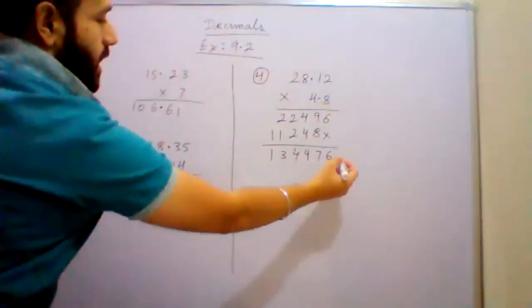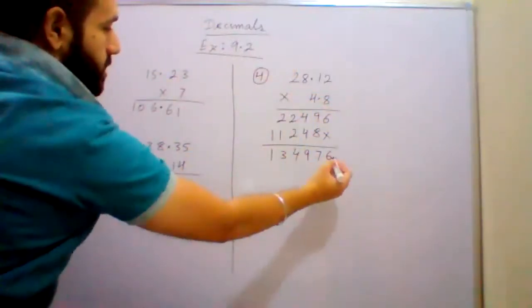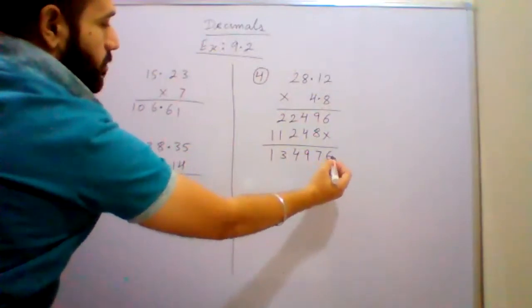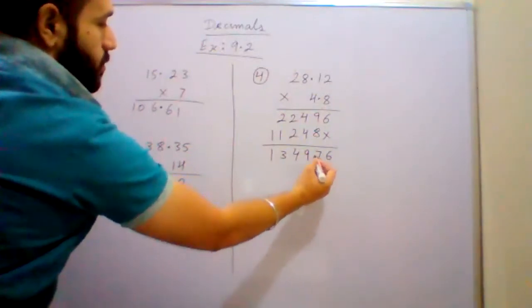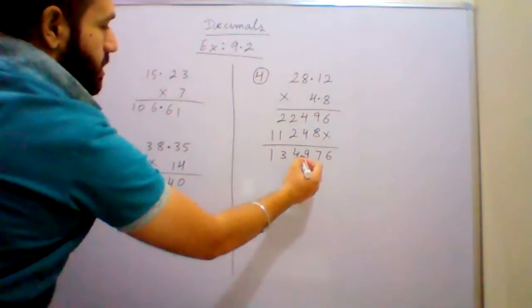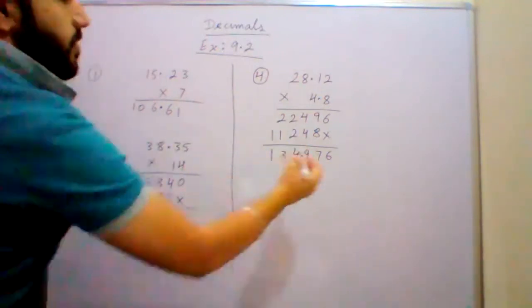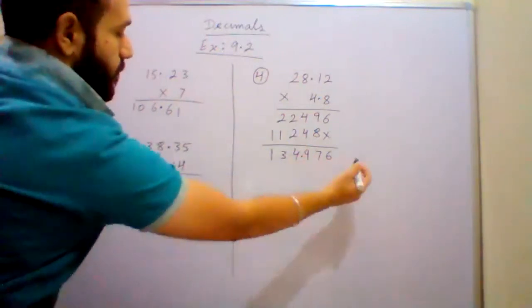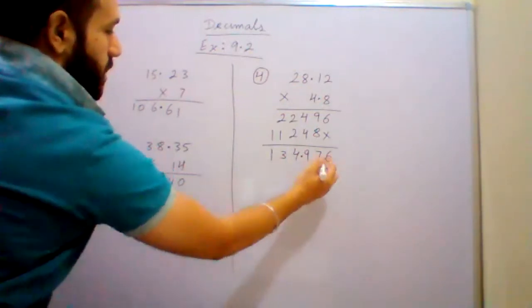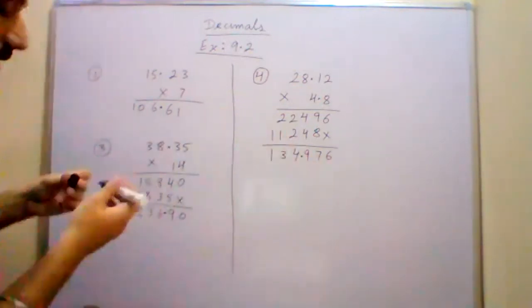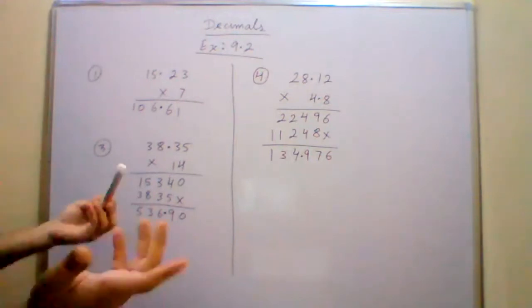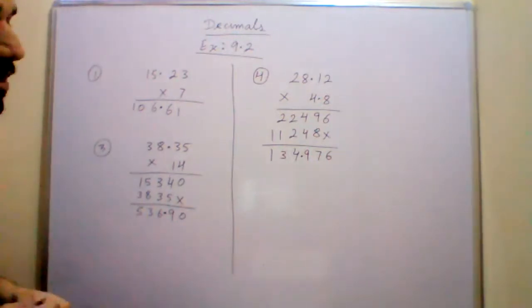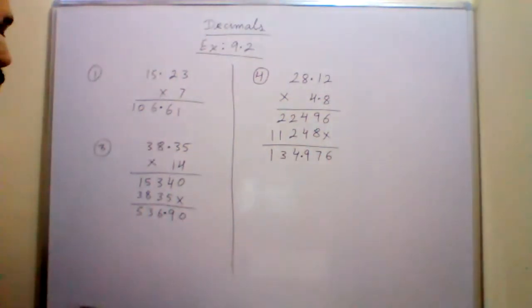So start from the right side and count 3 digits. 1, 2, 3. After leaving 3 digits, insert the decimal. Three digits from the right side, and then insert the decimal. This is your answer. Simple. 134.976. This is the answer.